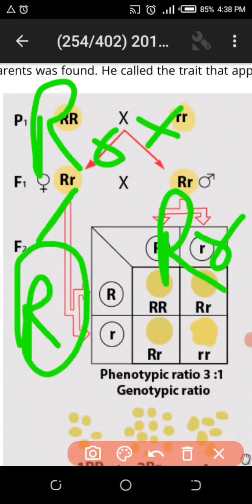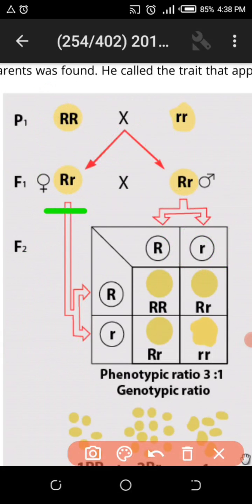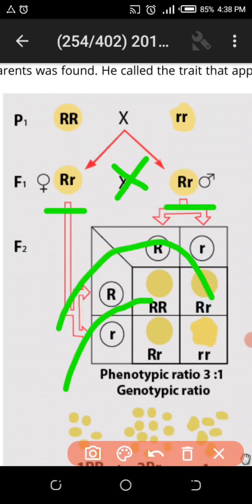Capital R, small r and capital R, small r. This was the result of the F1 generation, meaning it was monohybrid. When it was self-crossed, what happened? 3:1 was achieved. 3:1 means round shape. This was round shape. This was also round shape. Small r is present but the dominant character will appear. And small r, the recessive character, will appear in the 3:1 ratio.